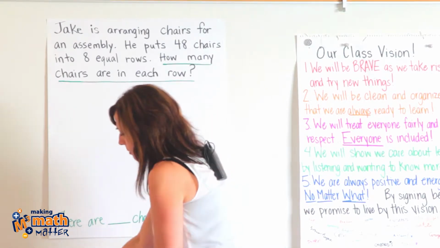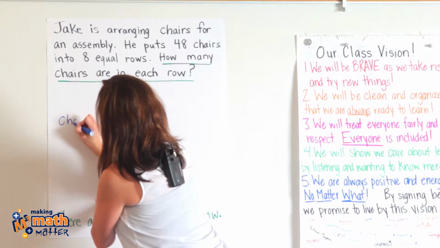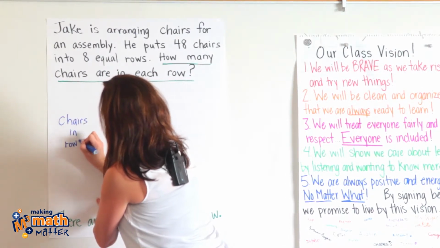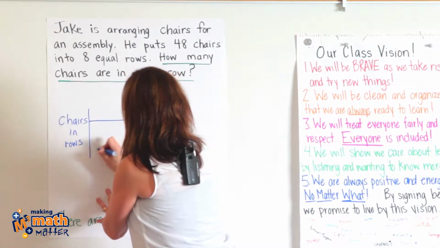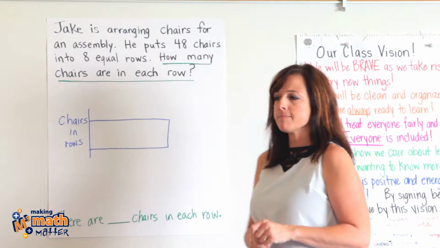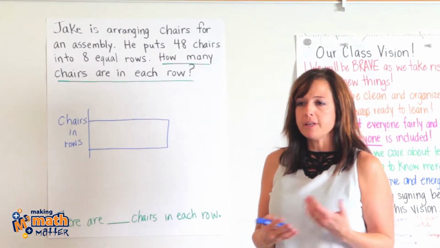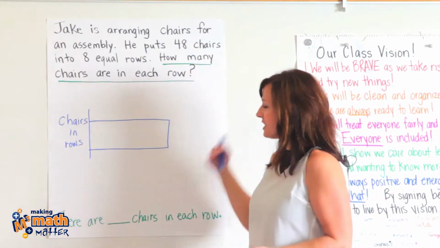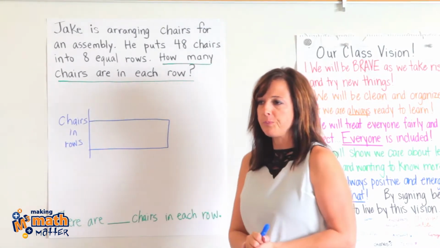So I'm going to call my model chairs in rows. And then I'm going to draw my bar. Okay. See how quickly we can get through 4 steps? Reading, underlining the question, restating, thinking about who it's about, and drawing the model.